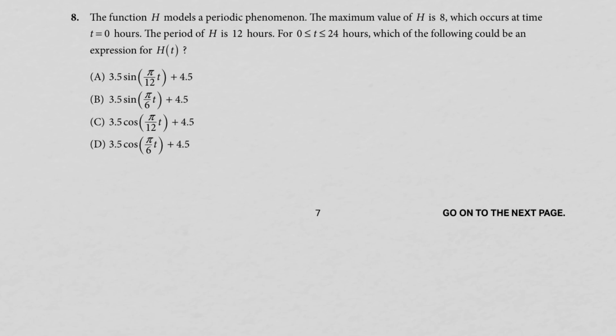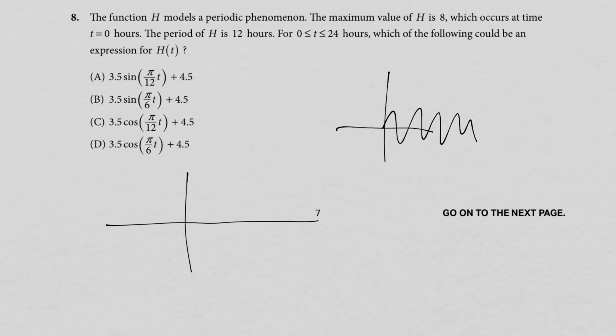Number 8. h models a periodic function. Periodic means it's going over and over. The minimum value is 8, okay, so they're talking about a sine curve or cosine curve. The maximum value is 8. So let's just put this 8 up here. That's the max value, which happens at time 0. So they're telling us there's a point right here. And the period is 12. So that means it gets back to 8 at 12, and which could be the expression.